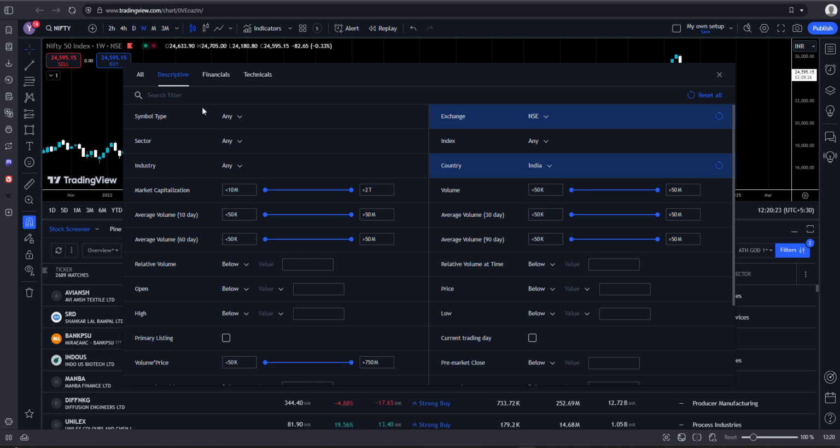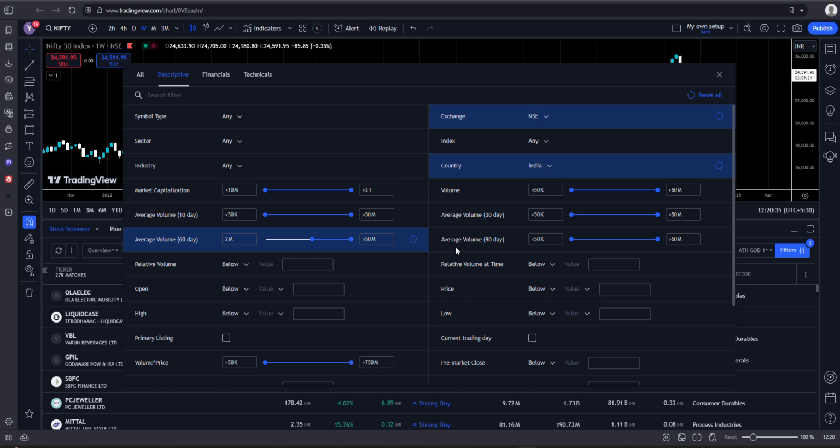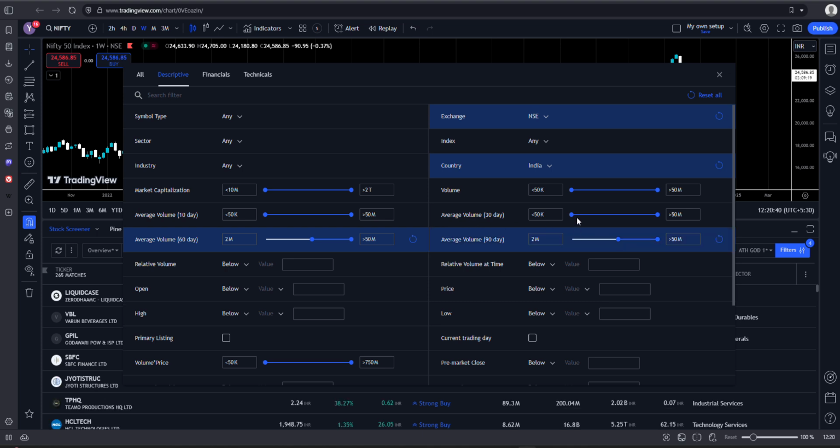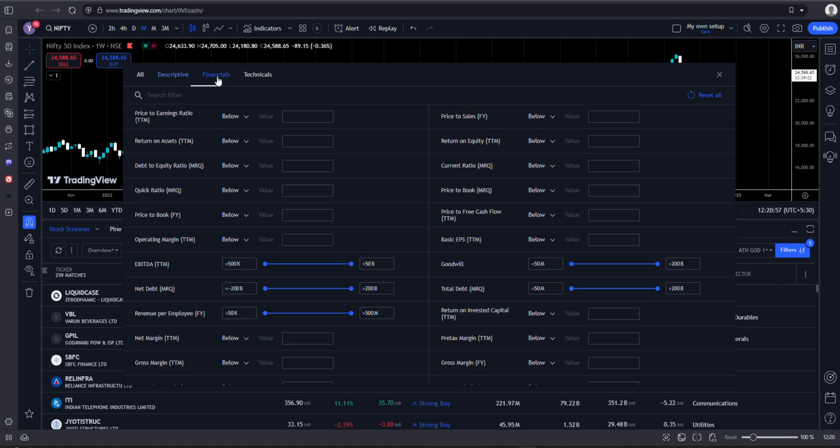Once you have done it, just change the average volume of 60 days to 2 million. Average volume to 2 million for 60 days, and the same thing applies to 90 days on the right side. Apply 2 million. For 30 days, just change it to 1 million. I repeat, just change the exchange, country, and the volume for 30 days, 60 days and 90 days. Once all these three things are done, go to financials.